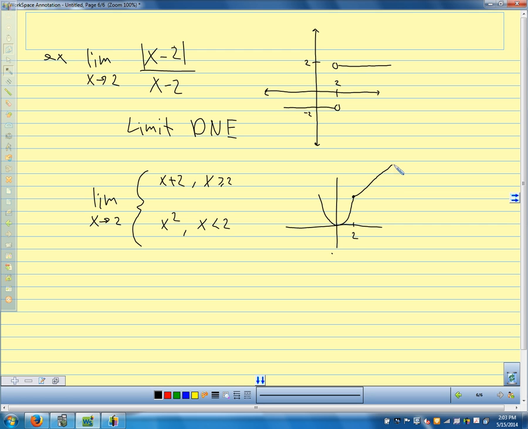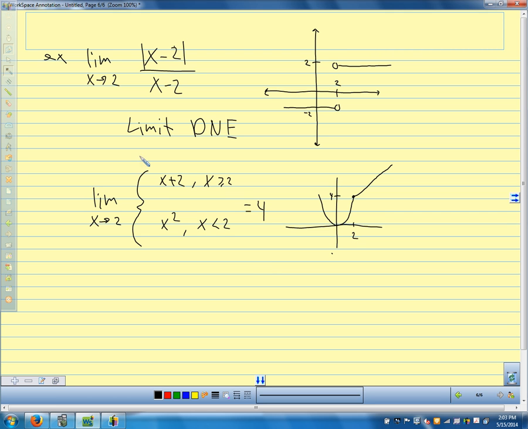The limit from the right, as x gets closer and closer to 2, my function gets closer and closer to 4. And from the left, as x gets closer and closer to 2 along this parabola, f gets closer and closer to 4. So the limit equals 4, because the limit from the left and the limit from the right are the same. They're both 4.